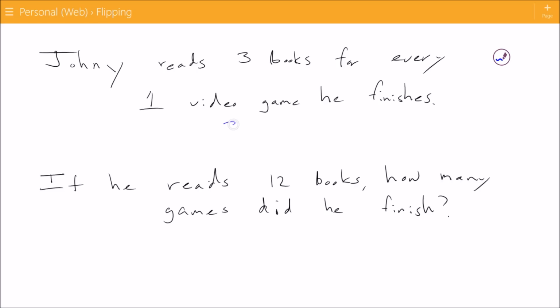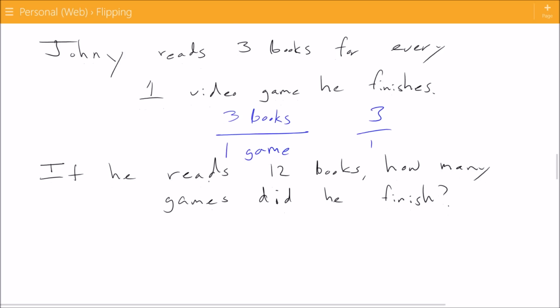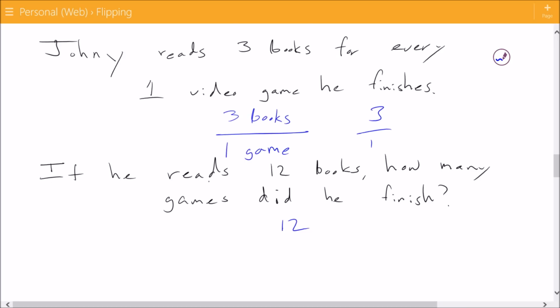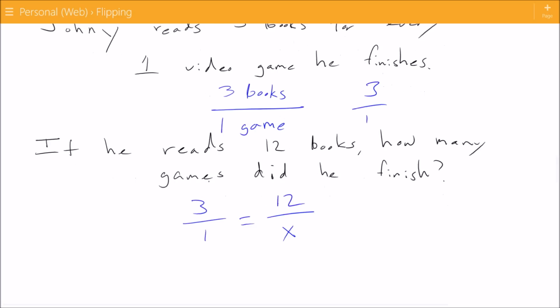I have 3 books for every 1 video game. I have a ratio of 3 to 1. Now, if he reads 12 books, how many video games did he finish? Well, notice that I've got books on top, so I'm going to have 12 over however many video games, x. So 3 over 1 is equal to 12 over x.